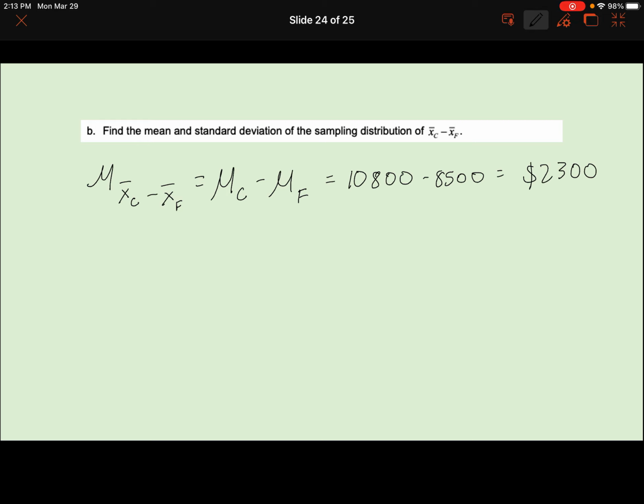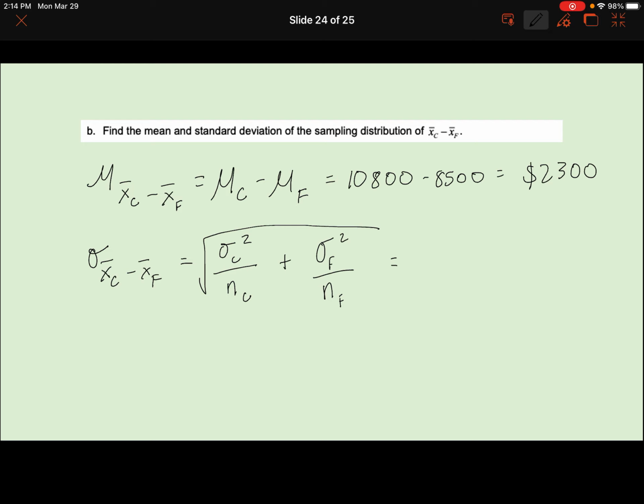Okay, and then for the standard deviation, I'm going to use that equation, but I'll write it all out. So the standard deviation of the difference between two sampling distributions is going to be my standard deviation for California squared for the population divided by my sample size for California, plus my standard deviation for Florida squared for the whole population divided by my sample size for Florida.